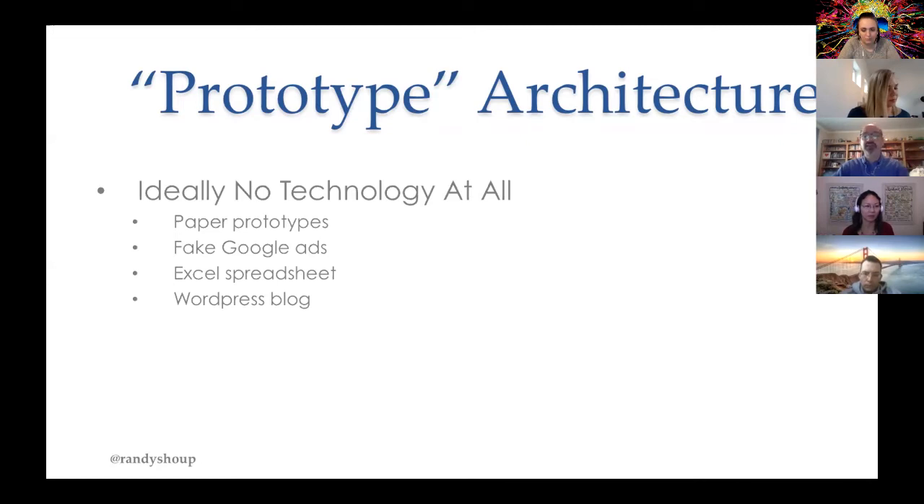One of the great examples in the Lean Startup book, which is where I got the minimal viable architecture phrasing from, is doing fake Google ads. So let's imagine that I want to do online delivery of pet food or something like that. I could buy some Google ads about online pet food delivery and see if anybody clicks on them. See if there's a way of exploring the demand for this product that I'm thinking of building without actually building anything.